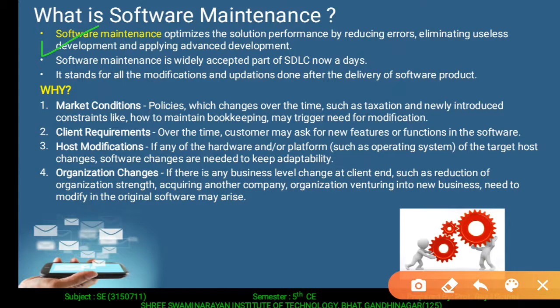So why do we require software maintenance? Software maintenance is the process of modifying the software, as we know, after it has been delivered to the customer. The main purpose of software maintenance is to modify and update the software application after delivery to correct faults and improve the performance. So this is the main goal of software maintenance. And why do we require software maintenance?